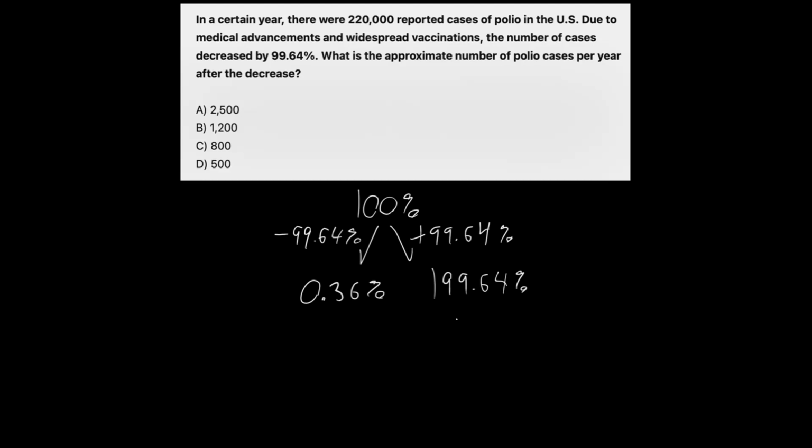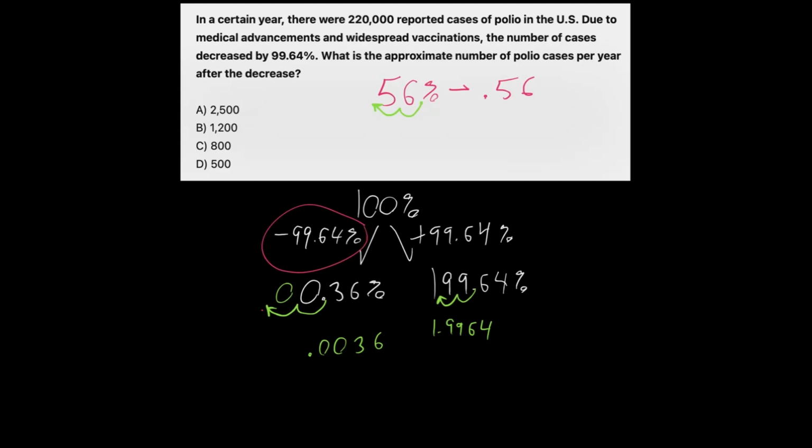0.36. So these being more awkward percents, it doesn't hurt to just think about a regular percent. For instance, 56% would become 0.56. If you move it into decimal form, you'd take that decimal and move it 2 spaces left. Same thing here. This would be 1.9964. And this, we need an extra 0, and it becomes 0.0036. So to decrease a number by 99.64%, we need to multiply it by 0.0036.